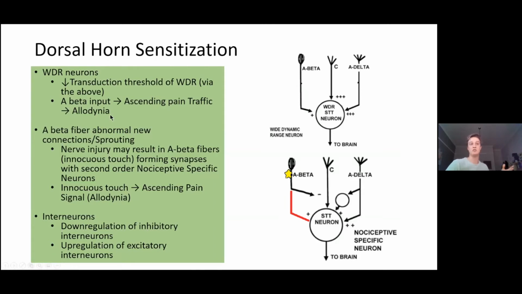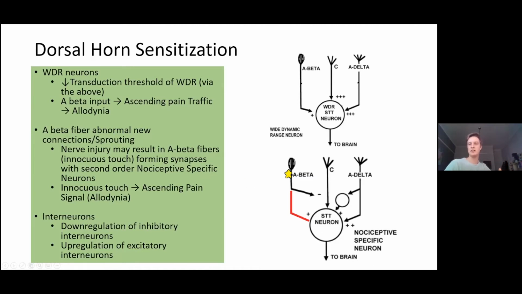And so that can produce an A beta leading to an ascending pain signal. That's a clearly recognizable cause for why allodynia, the clinical syndrome, may be produced. You also come across, about A beta fibers, this concept of sprouting or forming abnormal new connections.